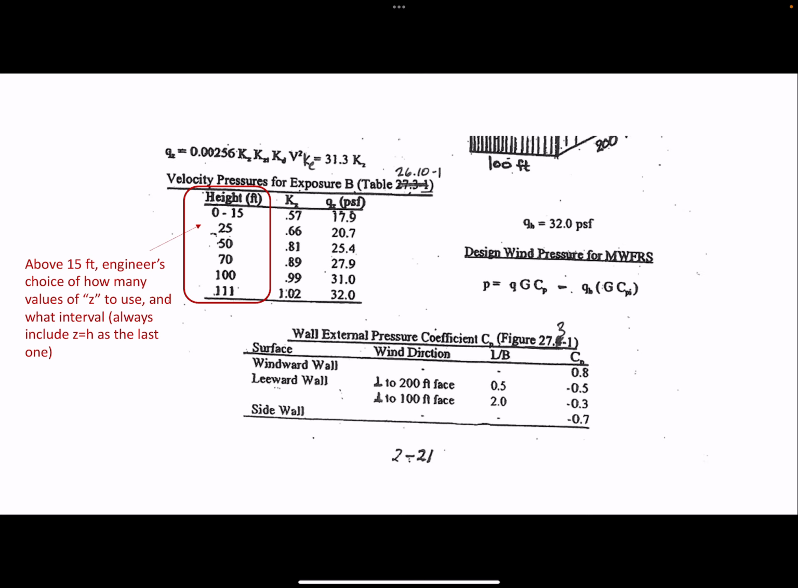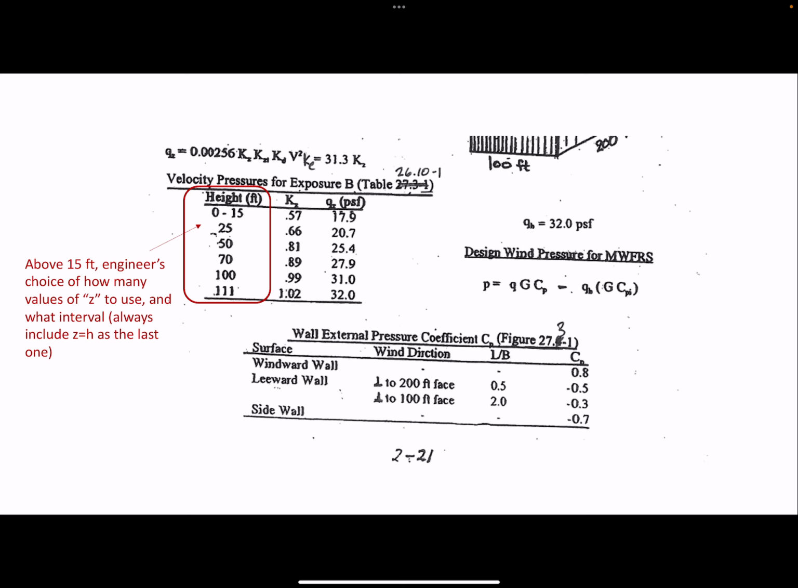All right, so this is where things get a little bit more involved when we have to determine the velocity pressure. So that's calculating QZ. That involves all of the factors that we just identified and defined, including the main wind speed. And then also we need to determine the velocity pressure coefficient, KZ. I think it's technically called the velocity pressure exposure coefficient. So in table 26.10-1, that's where this list is coming from.